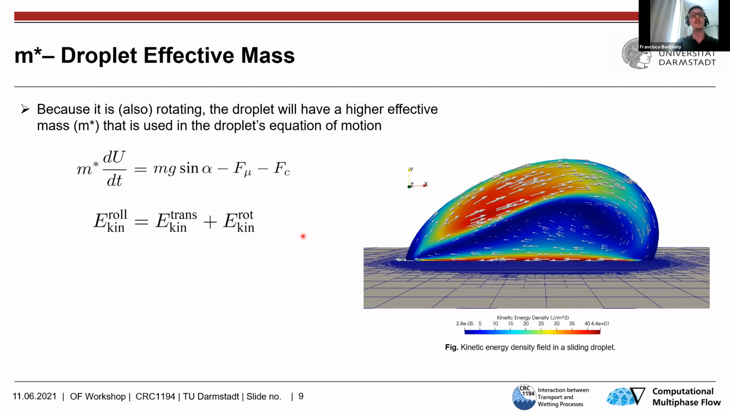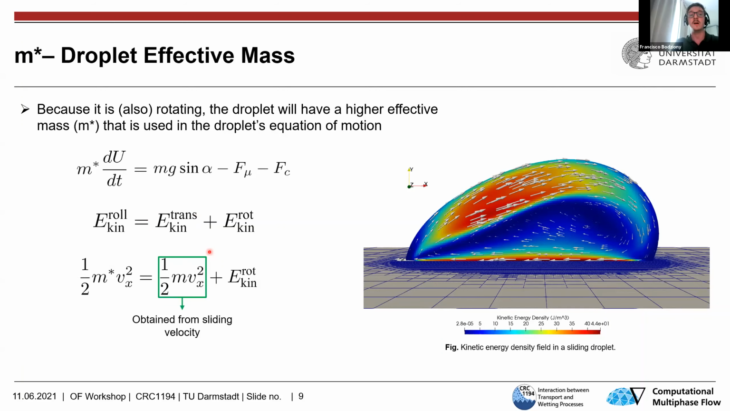This m star is calculated from the kinetic energy fields, in which the translational component is given by this term, and it's calculated from the sliding speed, and the rotational component of the energy is given by the volume integral over the whole volume of the droplet of the kinetic energy density field. This will give us the m star value, or the droplet effective mass.